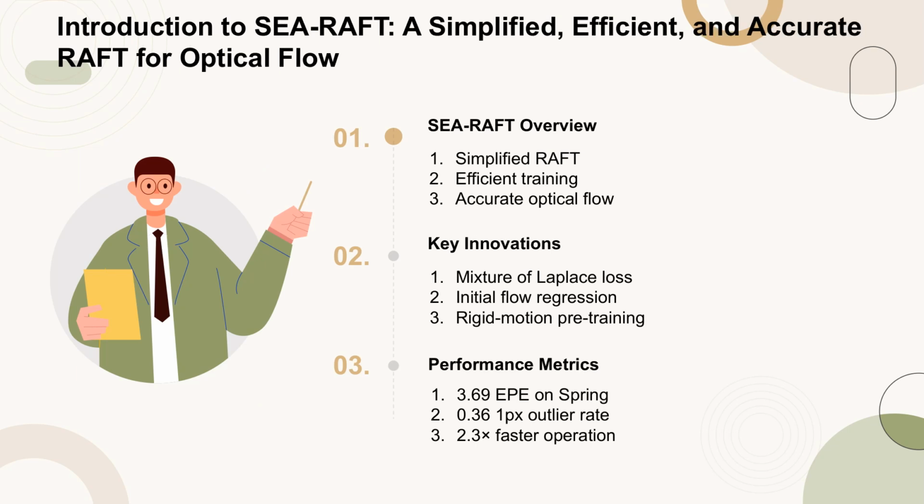It introduces several key innovations, including the use of a mixture of Laplace loss for training, direct regression of an initial flow to accelerate convergence, and rigid motion pre-training to enhance generalization. These improvements result in state-of-the-art performance on the Spring benchmark, with a 3.69 endpoint error (EPE) and a 0.361 pixel outlier rate (1px), representing significant error reductions. Additionally, SEA-RAFT operates at least 2.3 times faster than existing methods while maintaining competitive accuracy.